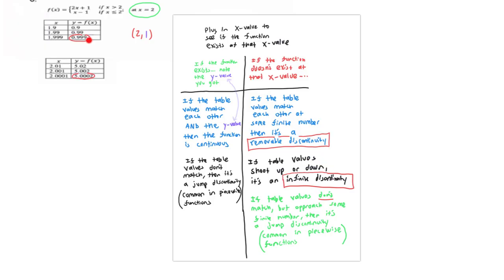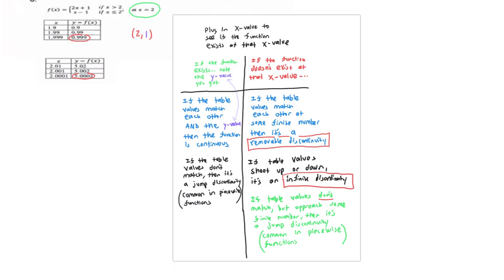In other words, if this y value is shooting up into the stratosphere, and this y value is shooting down into the stratosphere, or up into the stratosphere, like getting really large, or really small, then it's an infinite discontinuity. That means that there's an asymptote there.